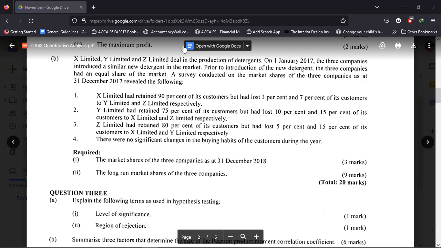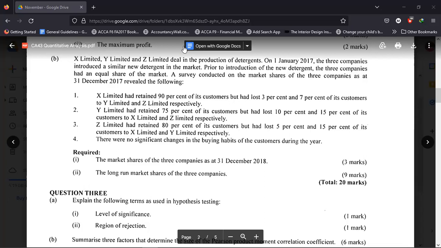2. Y Limited had retained 75% of its customers but had lost 10% and 15% of its customers to X Limited and Z Limited respectively. 3. Z Limited had retained 80% of its customers, but had lost 5% and 15% of its customers to X Limited and Y Limited respectively. 4. There were no significant changes in the buying habits of the customers during the year. Required: 1. The market share of the three companies as at 31st December 2018. 2. The long run market shares of the three companies.